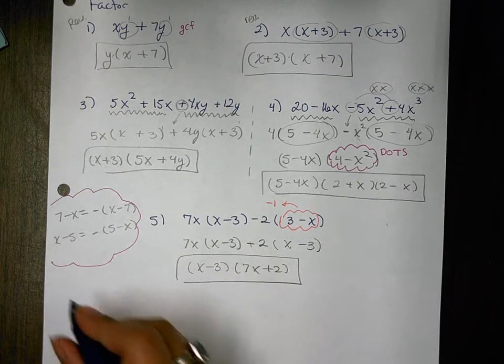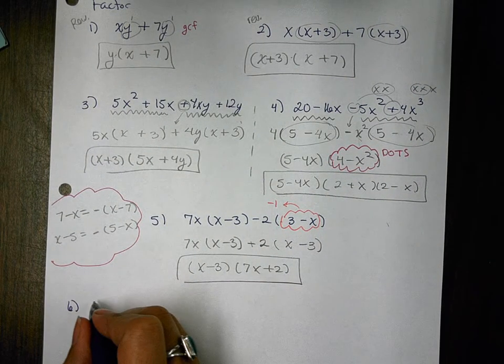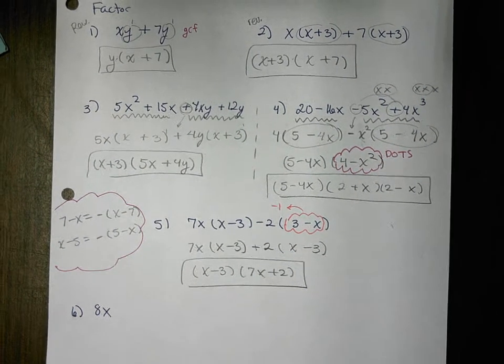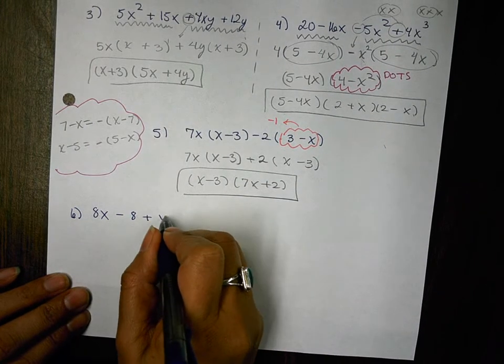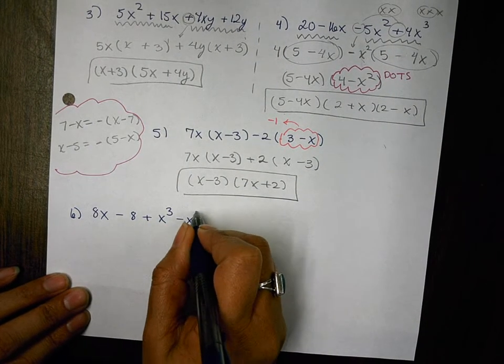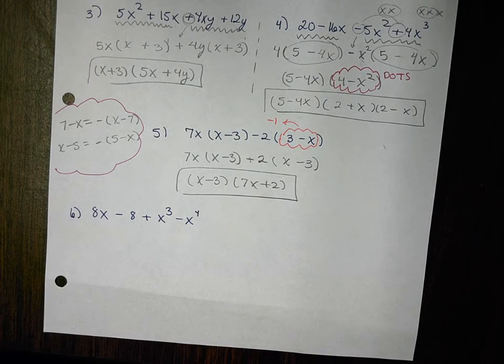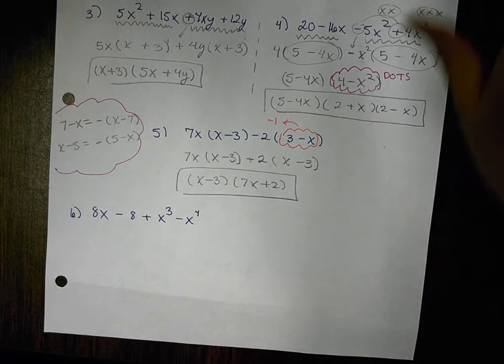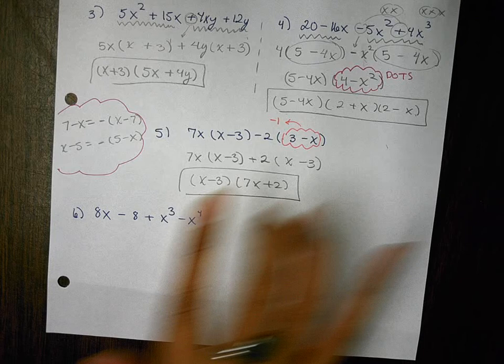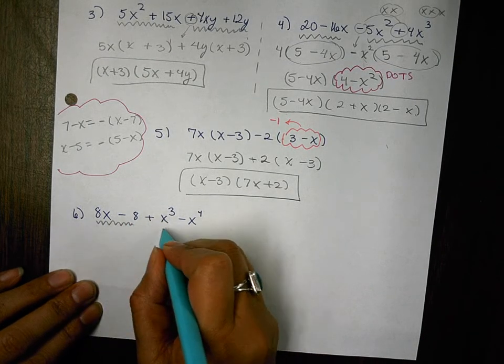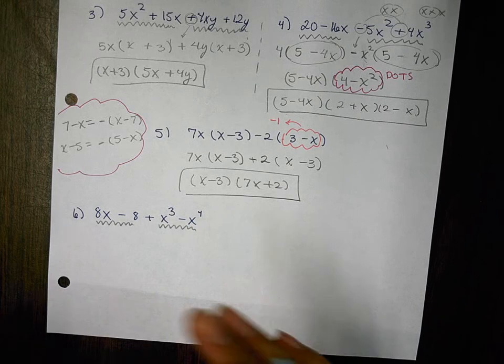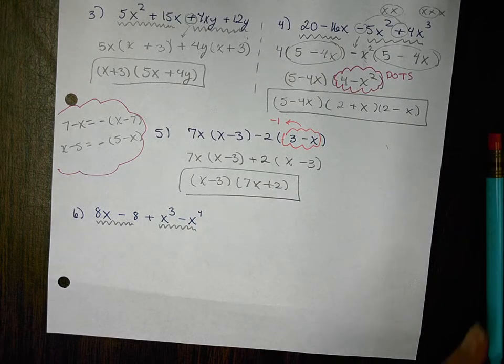All right, number 6: 8x - 8 + x^3 - x^4. All right, same thing we've been doing. We are going to first look if there's a GCF all the way through. There is not. So sometimes you do have to regroup. We haven't had to, and we probably won't have to anytime soon, but just know, heads up, there may come a time when you do have to regroup, and we'll deal with it when that time comes.